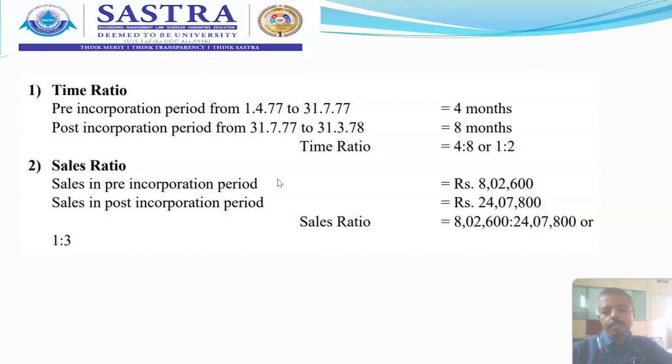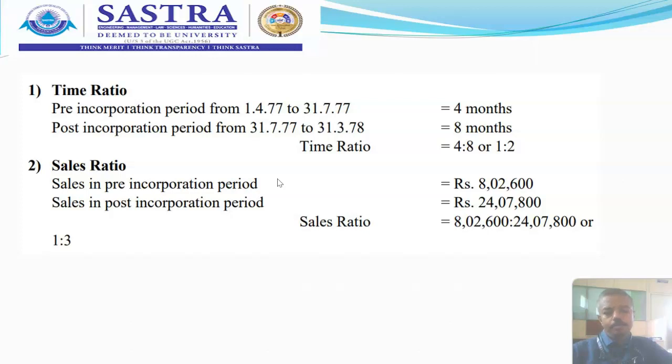So if you simplify this, the sales of the post-incorporation period is 3 times more than the pre-incorporation period. You can see exactly there is 3 times more. So you can simplify this. If you eliminate 0, 0 and then you divide by 2 or any number, bring it to a single digit, it comes to 1:3. So the sales ratio here is 1:3.